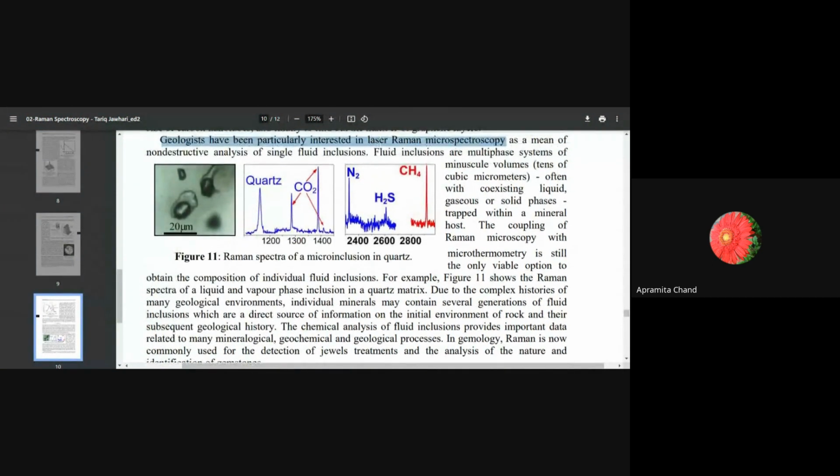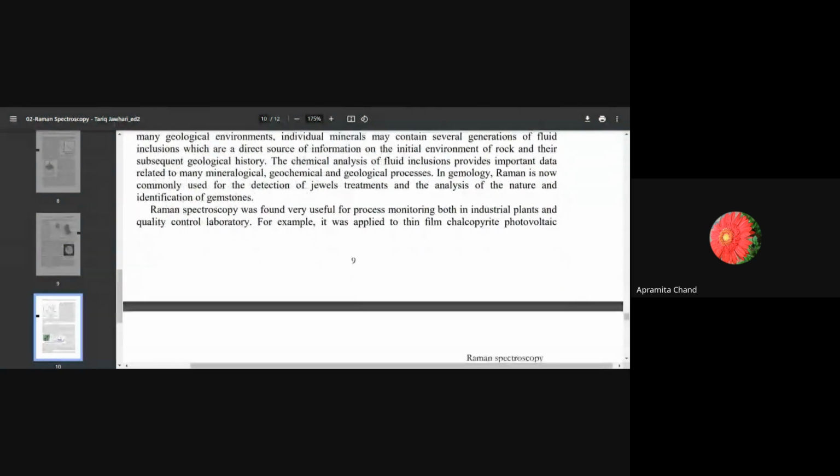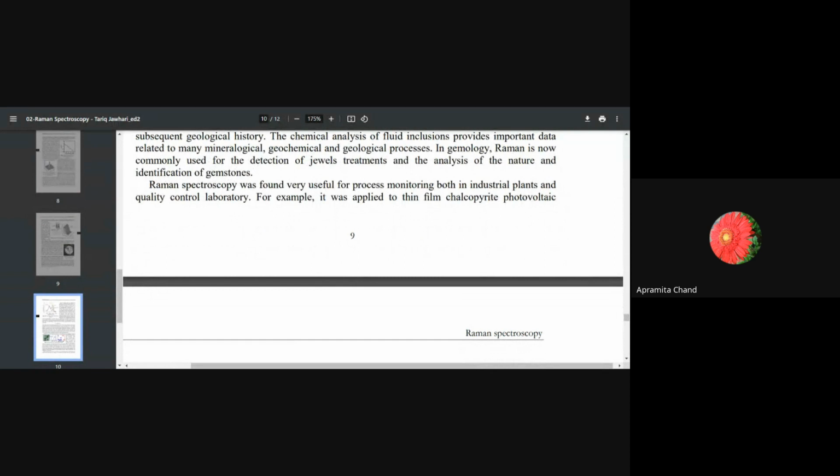That also you can find out, and then you can make some assumptions about the history or the origin of these materials. Also, because we're talking of minerals, many kinds of gems and jewels also, you can find out the impurities or the surfaces, and you can identify the gemstones, you can see the analysis of the nature, and you can also see how the jewels have been treated by which process. And we have already talked about how Raman spectra is used for process monitoring in industrial plants and quality control. So you can see that as well.